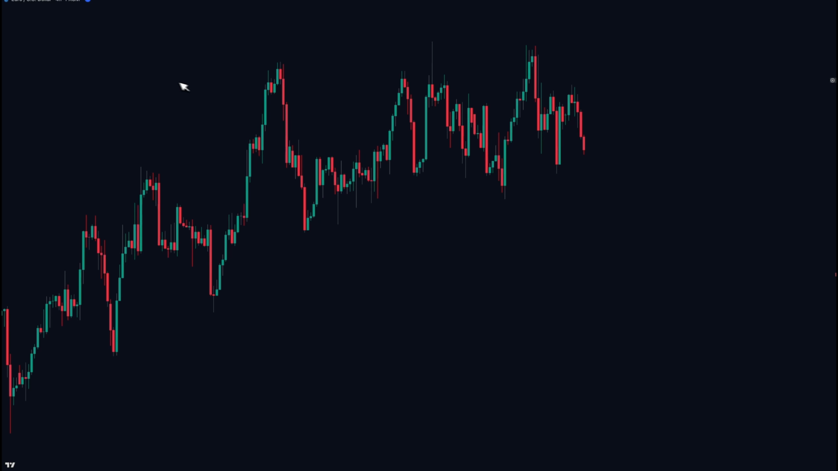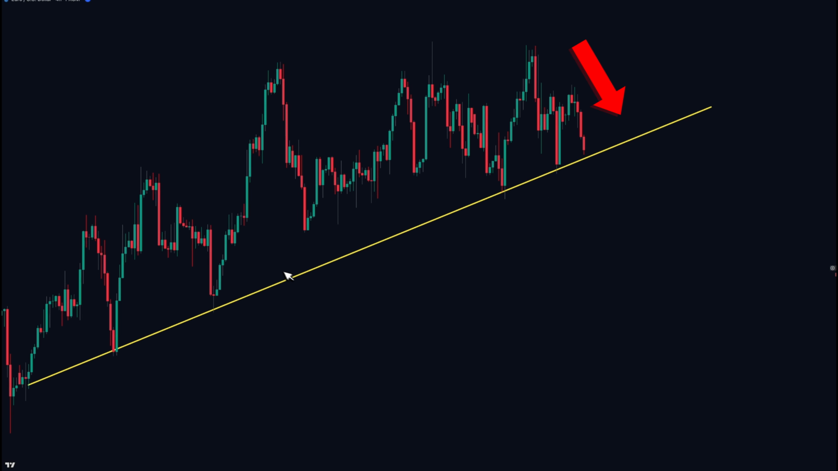Example 1, bearish breakout setup. Look at this chart. The market is trending up. So we draw a trend line under the price, connecting the swing lows. Then something changes. Price fails to make a new high and starts forming lower highs. That's your first clue that momentum is slowing down. Then, boom, price breaks below the trend line. That's your signal that sellers may be taking control. This is where we start thinking about a short trade.